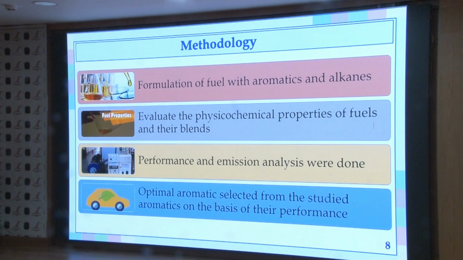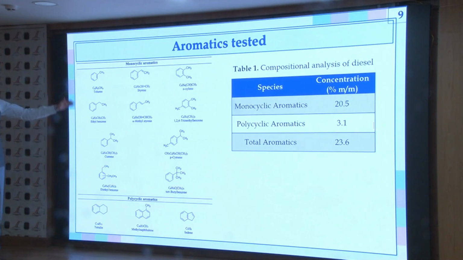Now the methodology started with simple alkanes, hierarchy alkanes, and we took some aromatics, 13 different types, evaluated their properties, and then performed performance and emission analysis, and then selected one optimal aromatic based on this. These are the different aromatics that we have studied, starting from monocyclic and then polycyclic.